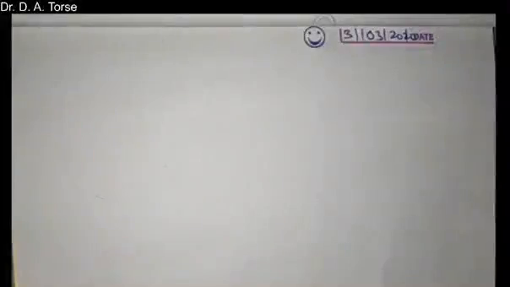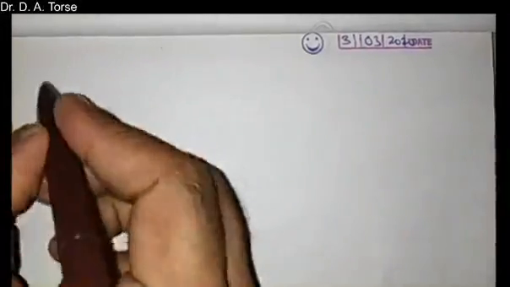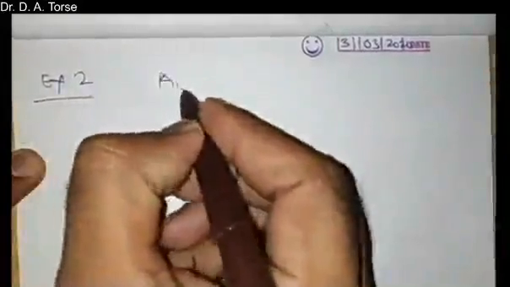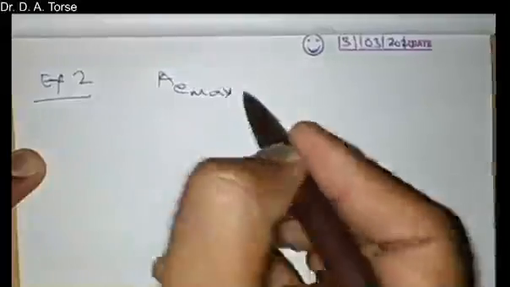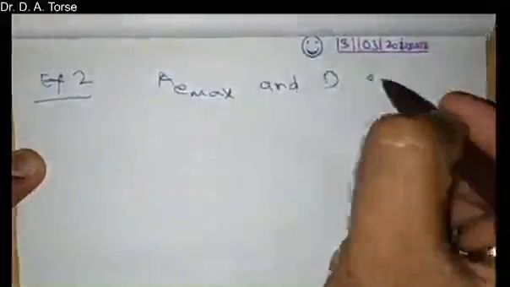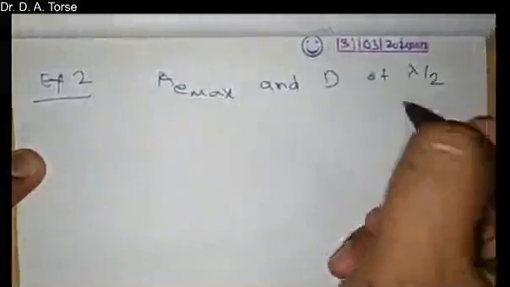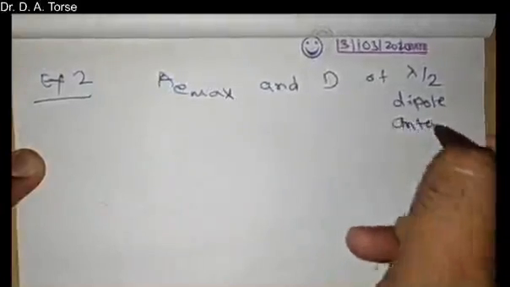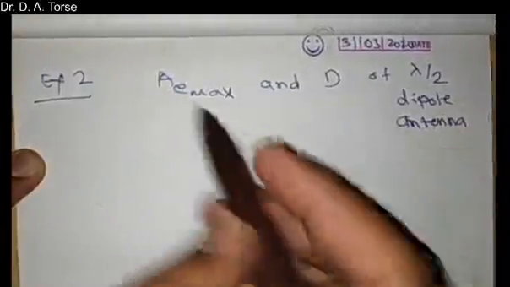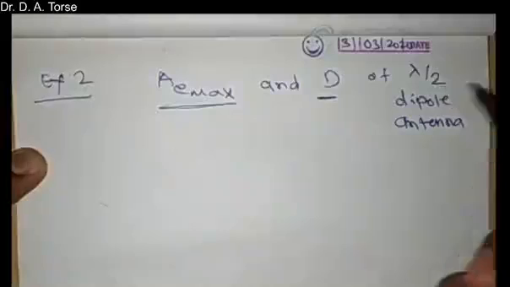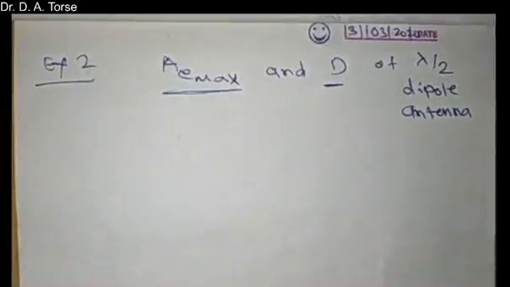Good morning. In this video, we study example 2 of finding the maximum effective aperture and directivity of a lambda by 2 dipole antenna. In the previous video, we discussed finding the maximum effective aperture and directivity of a short dipole. Now we find it for the lambda by 2 dipole antenna.